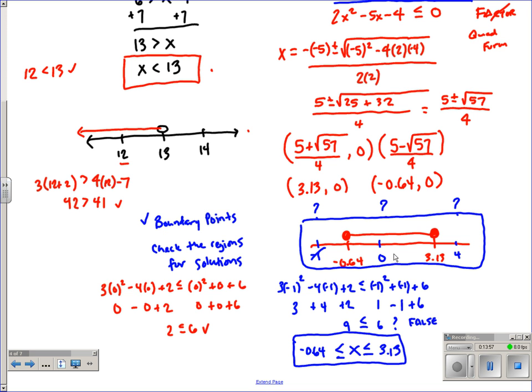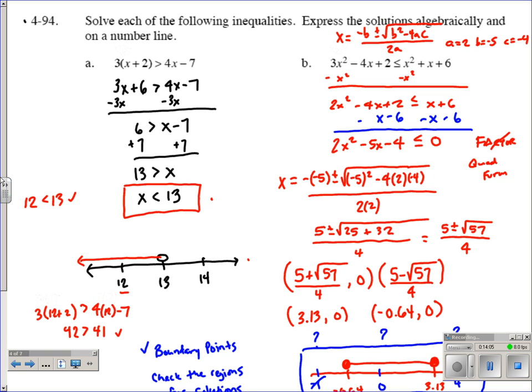This is the number line answer for this one. If you have questions, make sure you ask your teacher. This is problem 4-94. Hope this helped.